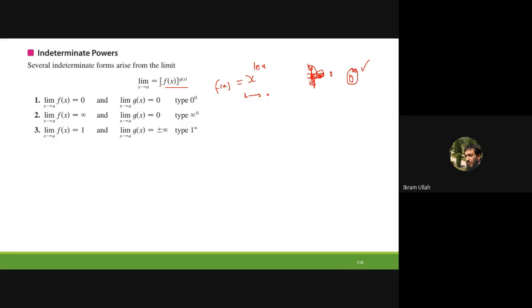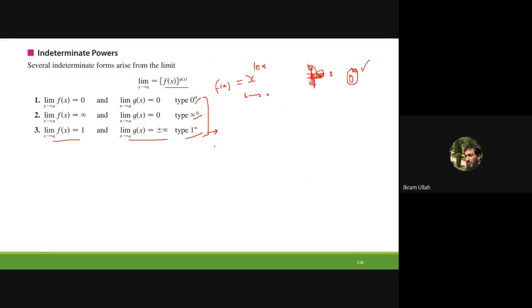So there are many types of indeterminate forms like this. If f is equal to 0 and g is equal to 0, this will be a 0 to the power 0 form. Here there will be an infinity raised to the power 0 form, and a 1 to the power infinity form, if the limit of f is 1 and the limit of g is plus infinity or minus infinity. So these are also indeterminate forms.